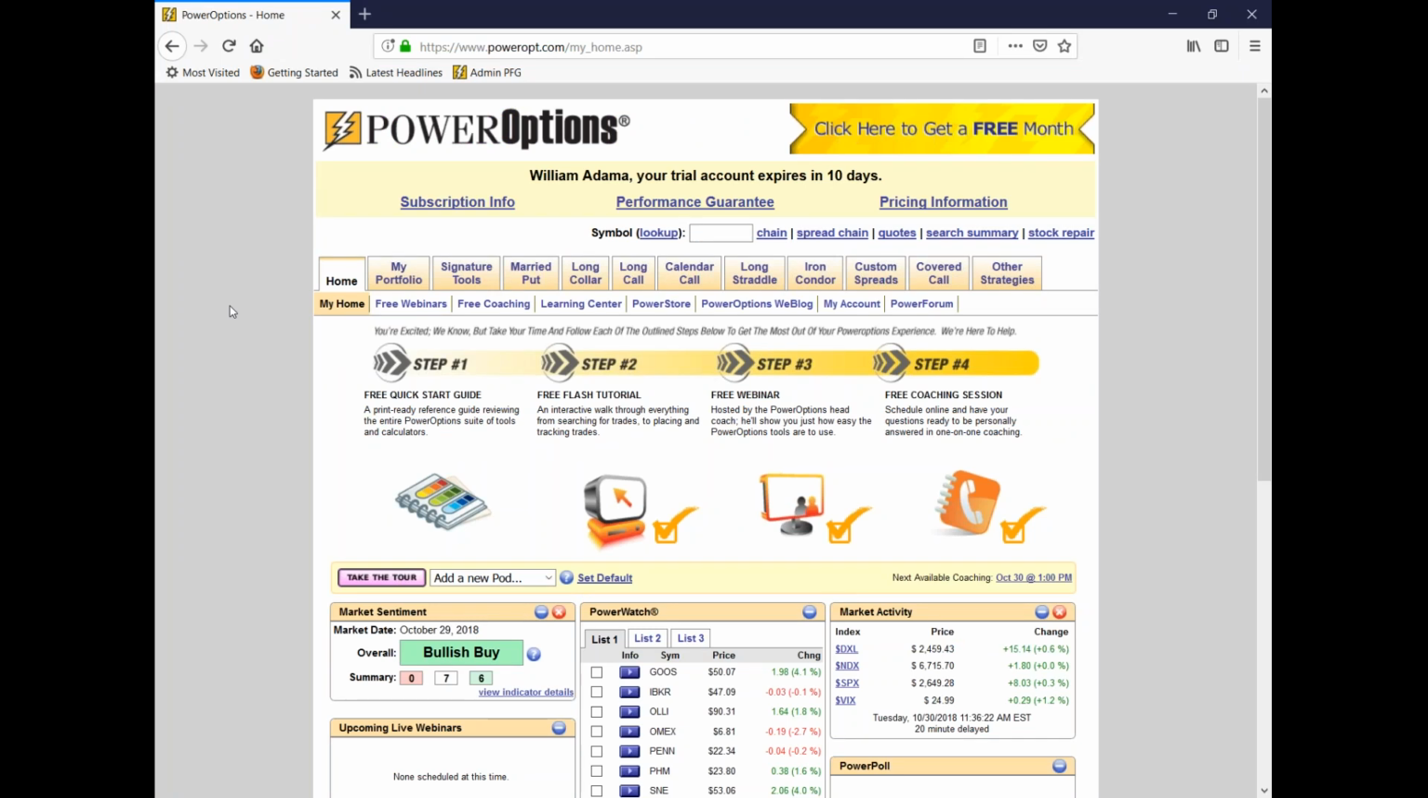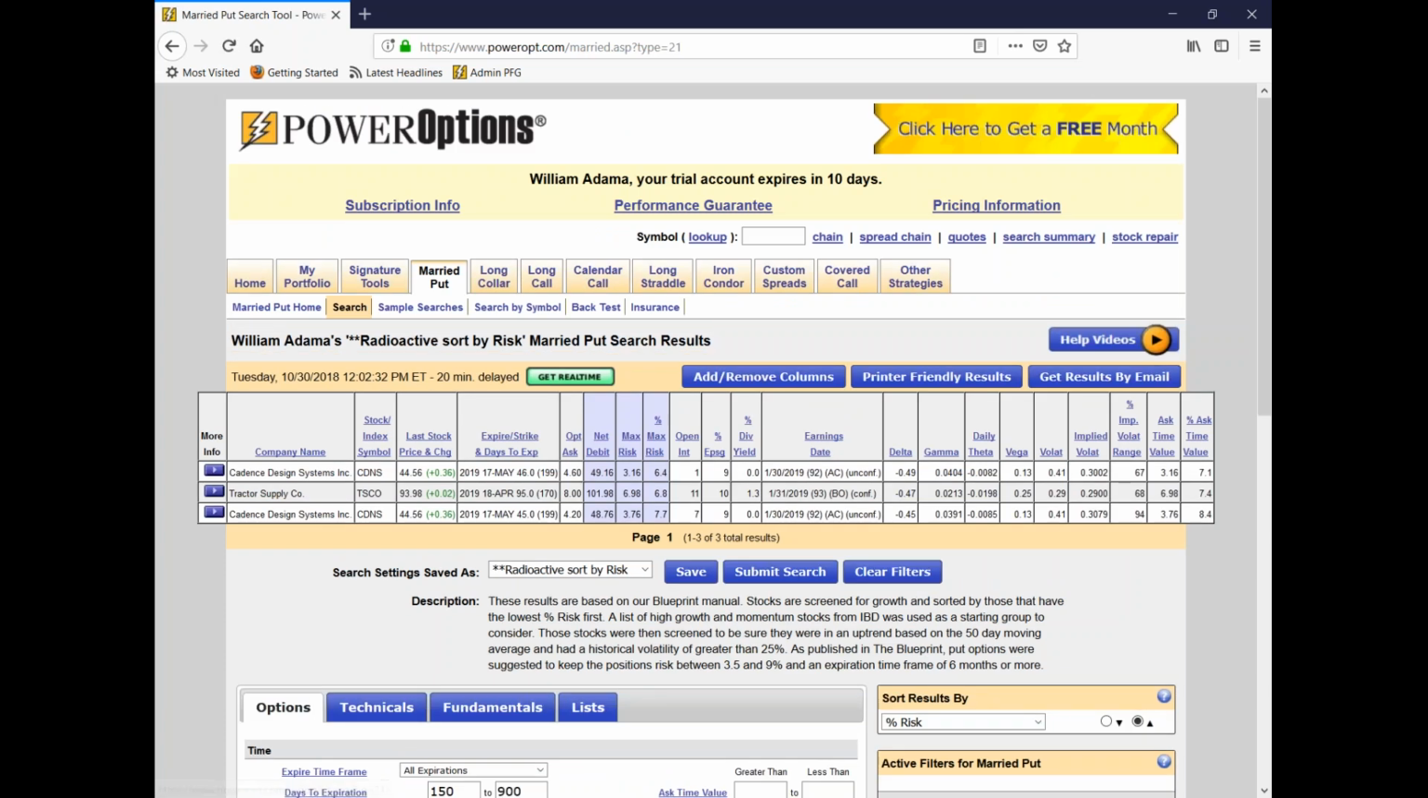Now, in addition to discussing the SIGA model for all 12 of the income methods, the blueprint, of course, also, in the first few chapters, discusses the proper structure and how to find new positions, how to find new married puts as a starting point. And it's fairly simple. If I'm on Power Options, I'll just go into the Married Put tool, and I'm just going to click on Search. The search tool in the 23 strategies we support scans across the universe of options and finds only those positions that match the default criteria.